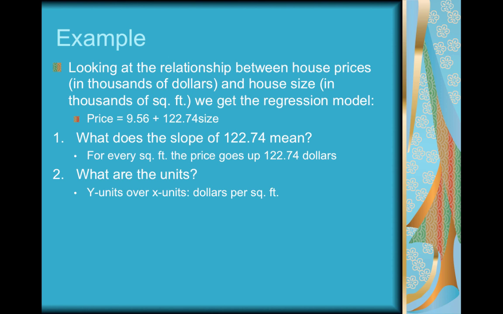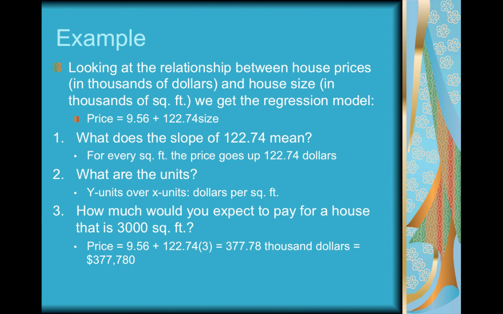Again, then we want to know, what are the units? Your units are always going to be your y units over your x units. Remember, it's your slope. Slope is rise, which is your y variable, over run, which is your x variable. So y over x. In this case, it would be dollars per square feet, or again, because they were actually measured in thousands, it would be thousands of dollars per thousands of square feet.